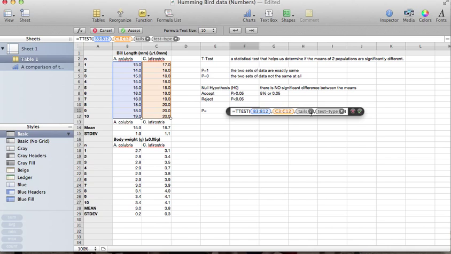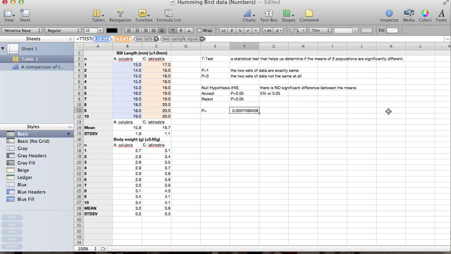Tails is an indication of whether we want a one-sided or a two-sided distribution. Generally we're looking for a two-sided distribution. And the type of t-test is generally an equal sample, although you can run unequal samples, but that's for another date. We're going to hit enter, and that gives us the number 0.0007. We can see that this number is obviously much lower than 0.05, and so we're going to reject the null.